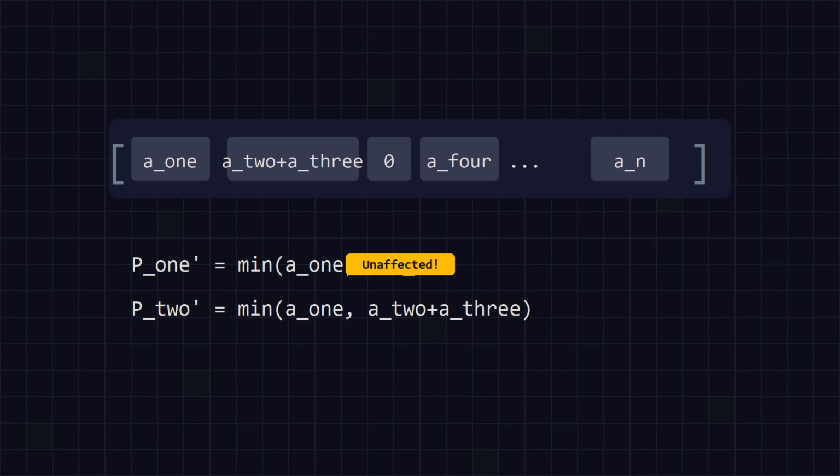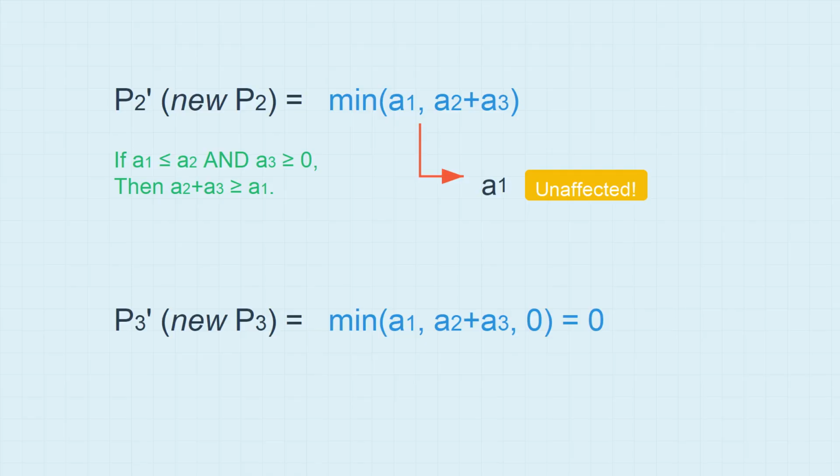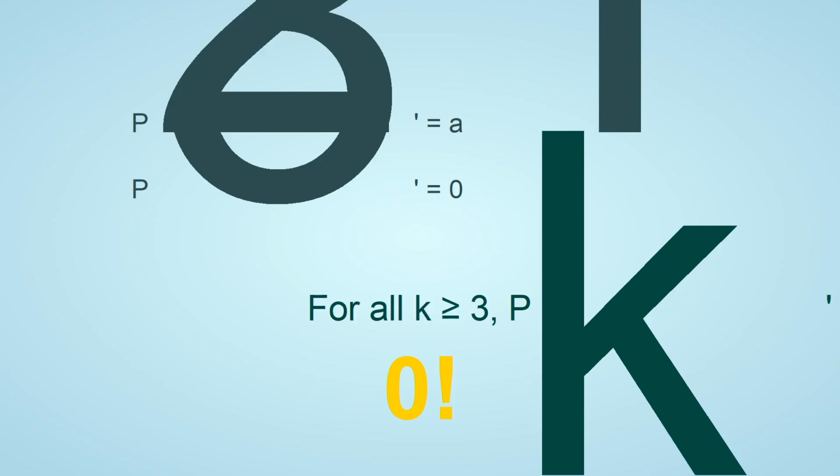Let us calculate the prefix minimums for this new array. P1', the new P1, equals min of a1, which equals a1, unaffected. P2', the new P2, equals min of a1, a2 plus a3. Since a1 is less than or equal to a2 initially, and a3 is greater than or equal to 0, a2 plus a3 will be greater than or equal to a2, and thus greater than or equal to a1. So min of a1, a2 plus a3 remains a1, unaffected.